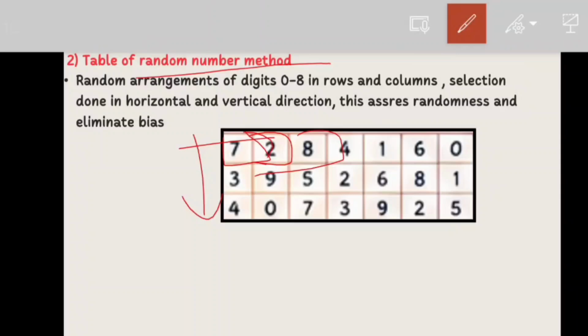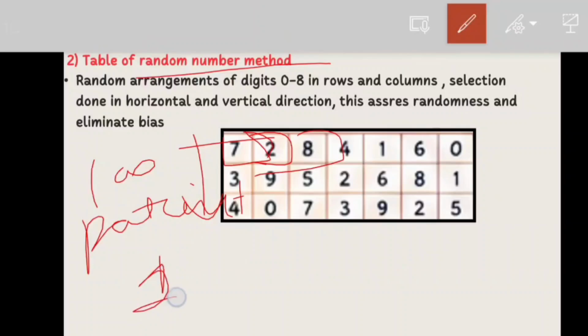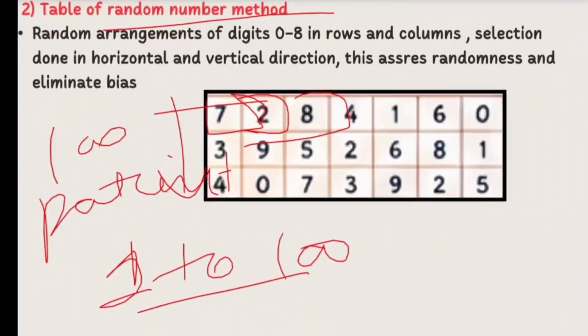Okay. For example, imagine we have 100 patients. We assign numbers from 1 to 100. Then we use the random number table to select the required patient numbers, and because the numbers are selected randomly, personal choice is avoided. Okay. So this is the table of random numbers method.